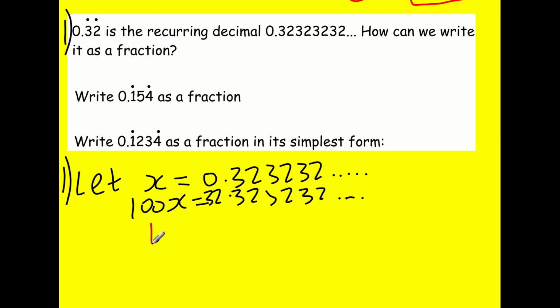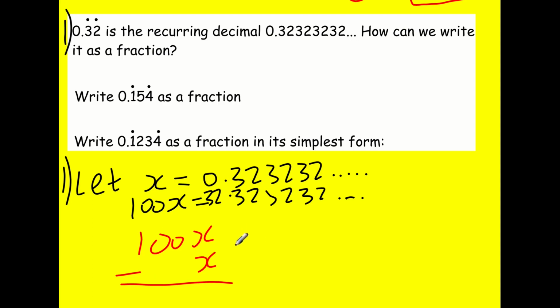If I times by 10, then I would have got 3.2323, and they would have always missed by a little bit. So that hopefully explains why I multiplied by 100. What I'm then going to do is take my 100x and subtract x from it.